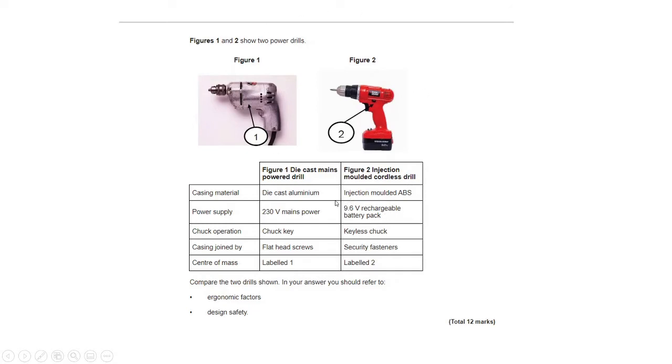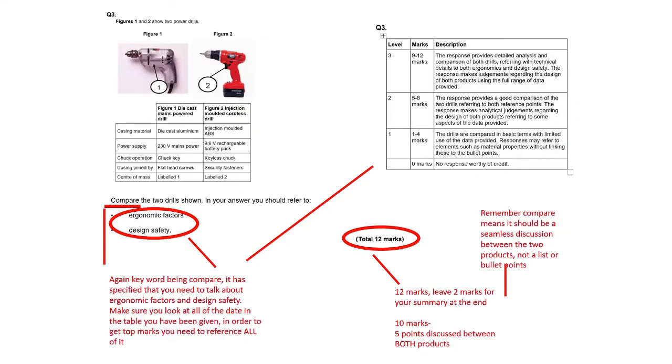But the key thing then to look at is: compare the two drills. It's taking ergonomic factors and design safety. So just to show how to break that question down. First of all, you've got the word compare there. That means that you need to talk about both products together and compare them. What you can't do is just write a list about one and then a list about another.